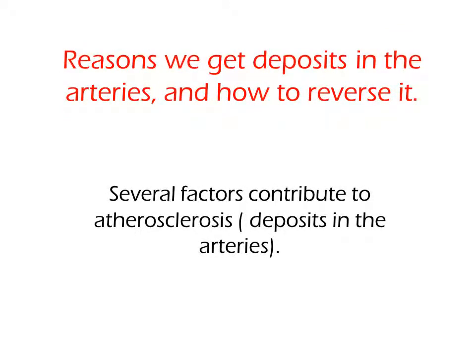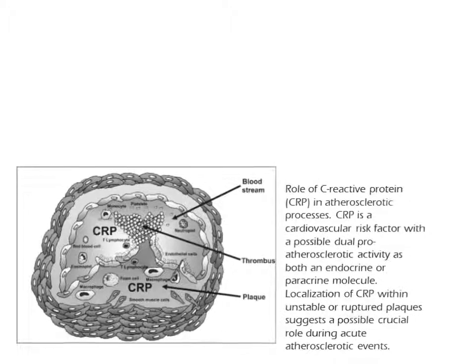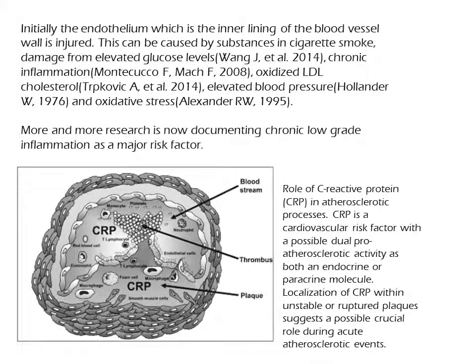Reasons we get deposits in the arteries and how to reverse it. Several factors contribute to atherosclerosis, deposits in the arteries. Initially, the endothelium, which is the inner lining of the blood vessel wall, is injured. This can be caused by substances in cigarette smoke, damage from elevated glucose levels, chronic inflammation, oxidized LDL cholesterol, elevated blood pressure, and oxidative stress.